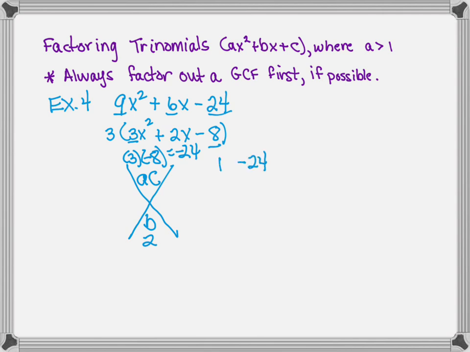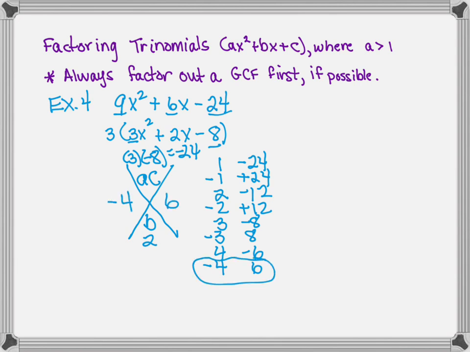So I could have 1 times negative 24, but no, those don't add up to positive 2. Negative 1 times positive 24, but no, those don't add up to positive 2. Okay, let's try 2 and negative 12. No, those don't add to 2. Negative 2 and positive 12. Nope, still don't add to 2. 3 and negative 8. No, they don't add to positive 2. Negative 3, positive 8. Nope, those don't add to positive 2. 4 times negative 6. Okay, we're closer, but those would add to negative 2. We want them to add to positive 2. So what about negative 4 and positive 6? Yes, those work, so I can fill those in.